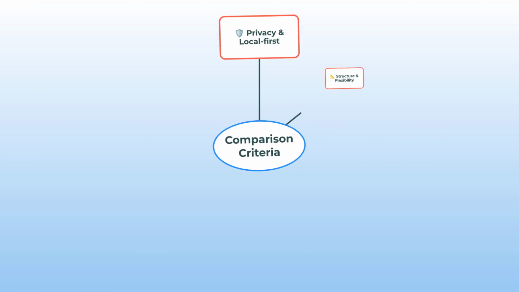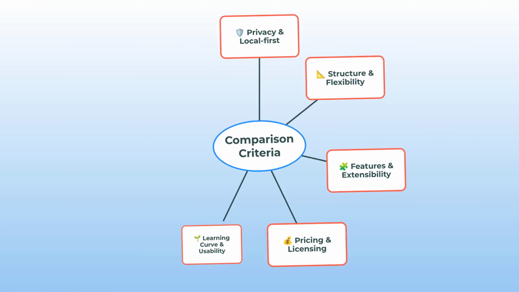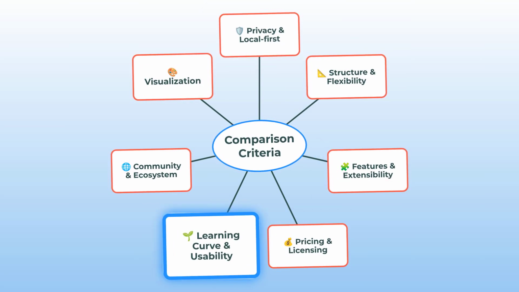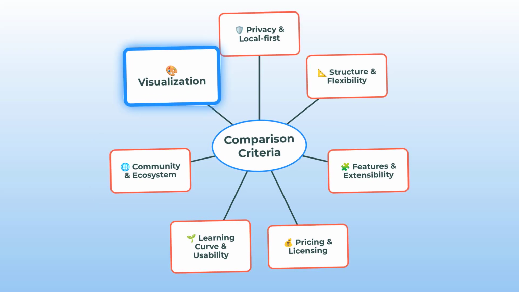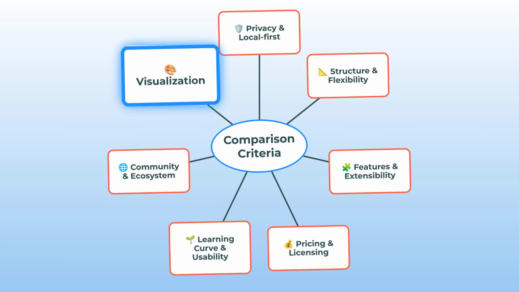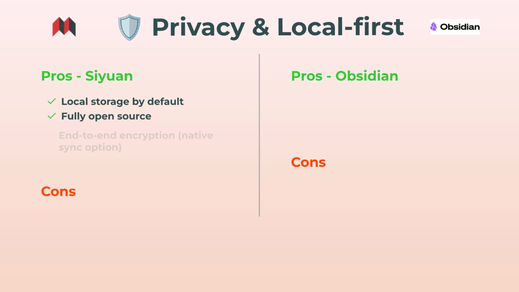Okay, before we get rolling, here's our mind map. We're breaking down everything from privacy, structure, features, pricing, learning curve, community, and yeah, visualization. This is the full rundown so you know exactly what to expect. So first up, privacy and local first.